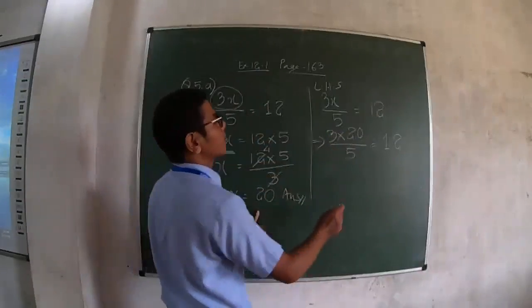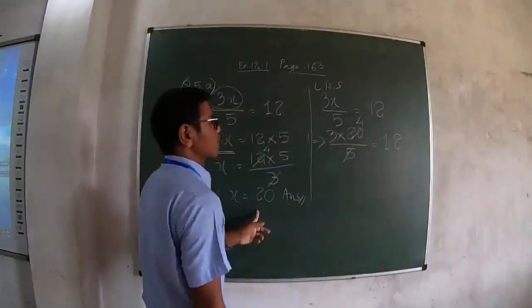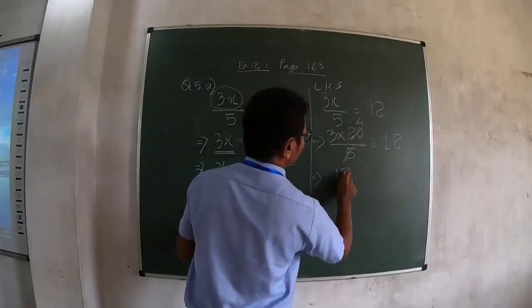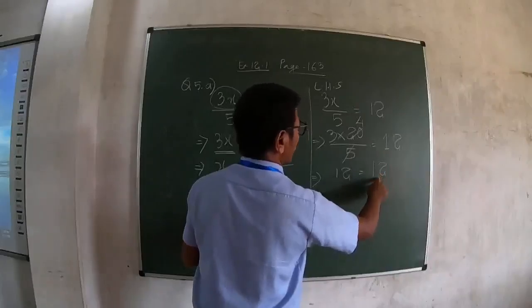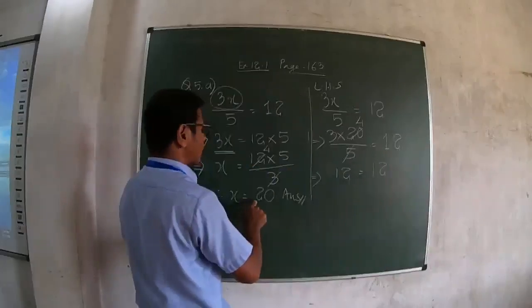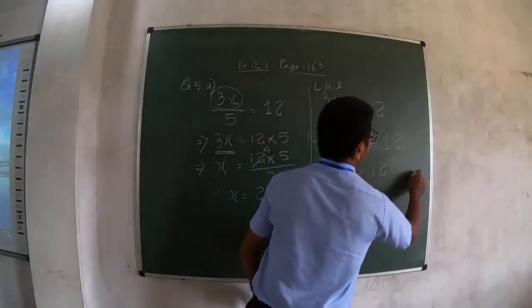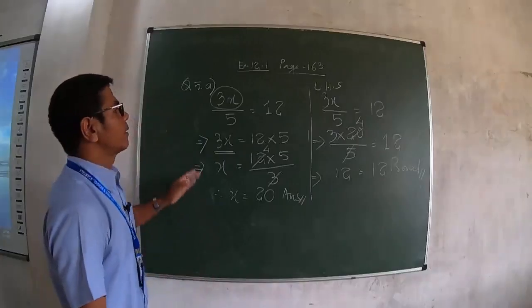So 5, how much the 20? 5 4s are 20. So let's see what happens. 3 makes 12, which is equal to the right, which is 12. That means the value of x equal to 20 is correct. So right proved. Please see, children, don't get confused.